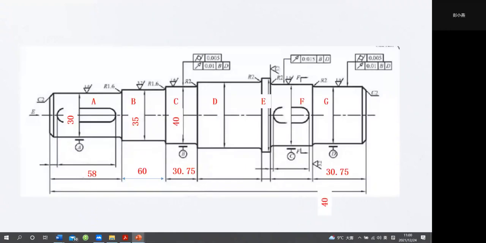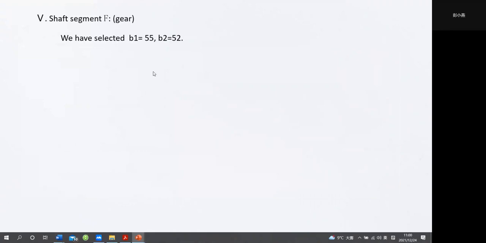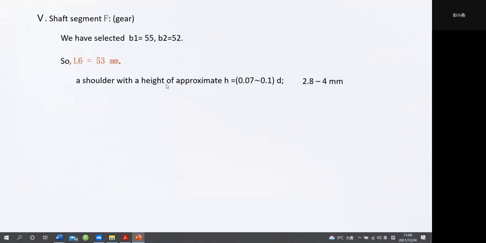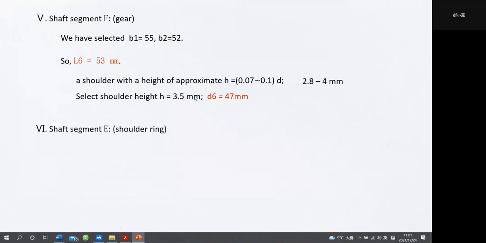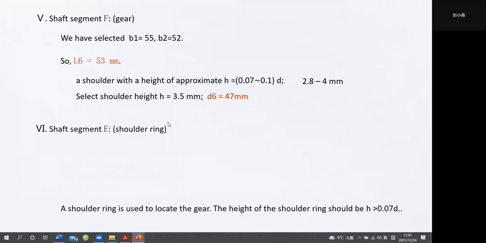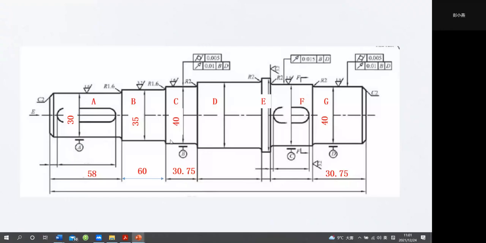And then according to the width of the gear, we determine the length of the segment F, on which the gear is mounted. And then consider the shoulder height, and we can obtain the diameter of the segment, okay? And then for the shouldering, to obtain all the dimensions of the shaft segment.